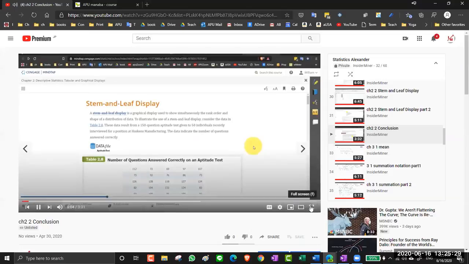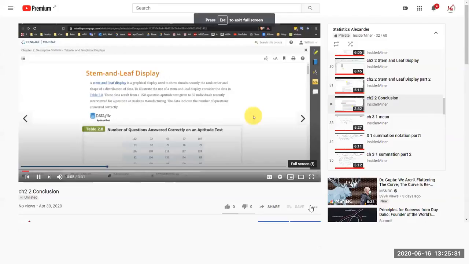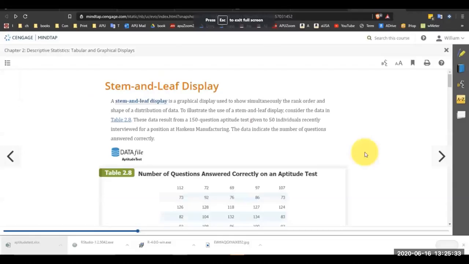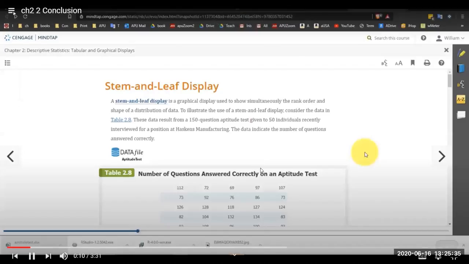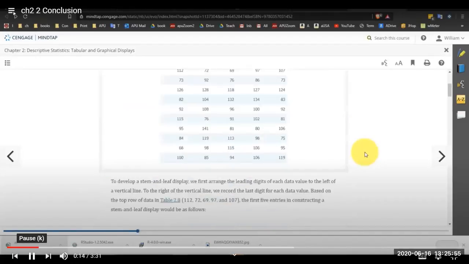Displays of the data. We talked about frequency distributions and cumulative frequency distributions. Can everybody hear this? Okay. We covered various kinds of displays of the data. We talked about frequency distributions and cumulative frequency distributions and dot plot, and now stem and leaf.